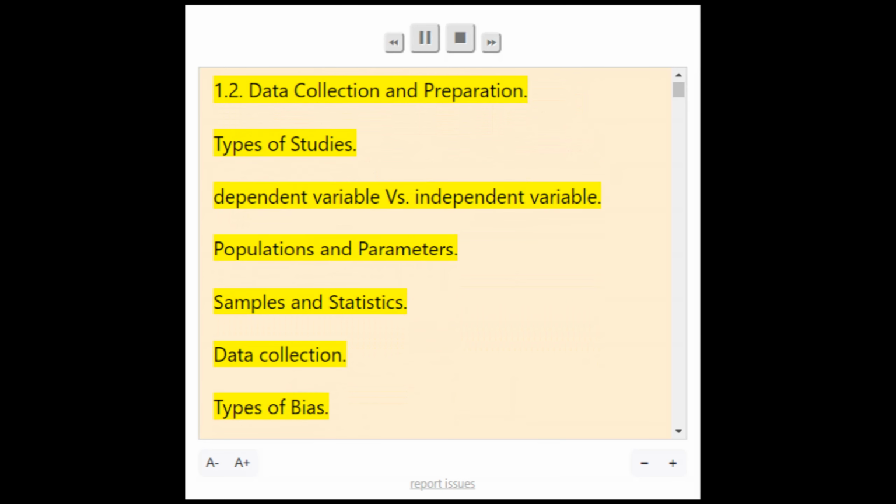1.2 Data collection and preparation. Types of studies. Dependent variable versus independent variable. Populations and parameters. Samples and statistics. Data collection. Types of bias.